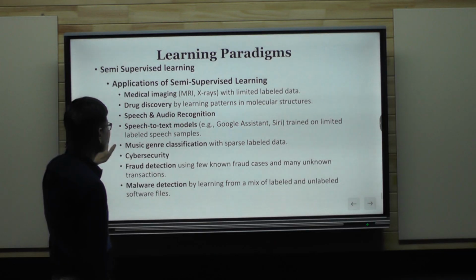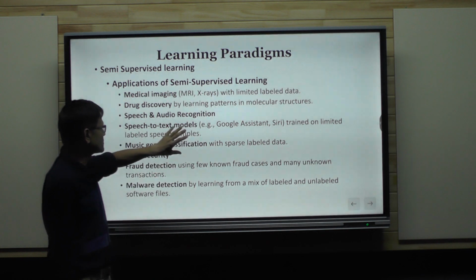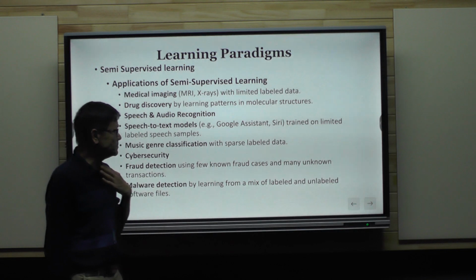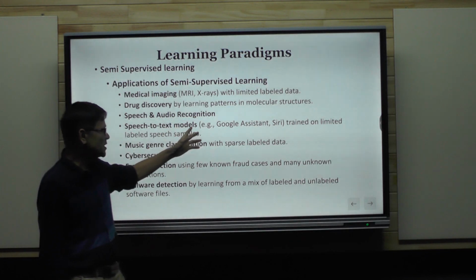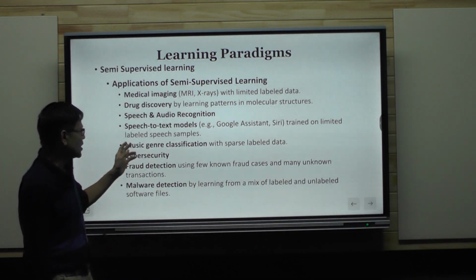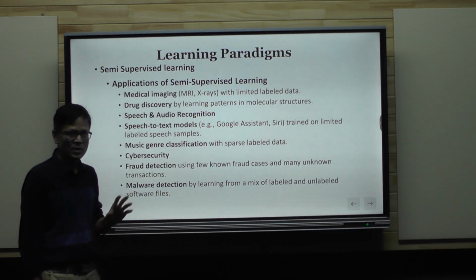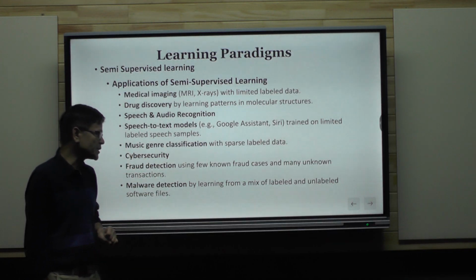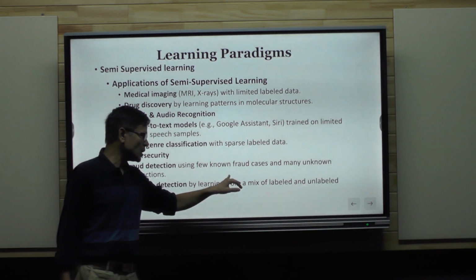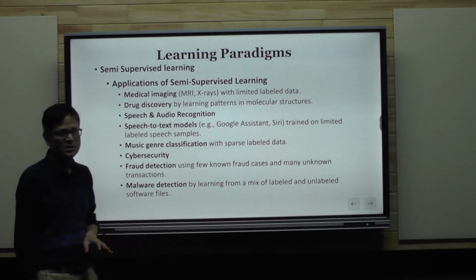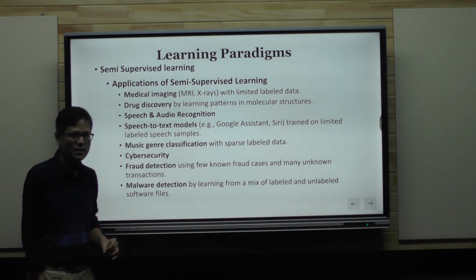We can also use semi-supervised learning in medical imaging like MRIs and X-rays, where we have limited labeled data. Drug discovery by learning patterns in molecular structure. Speech and audio recognition, text-to-speech models like Google Assistant and Siri, trained on limited labeled speech samples. Music genre classification, you can classify the music. Cyber security, fraud detection and malware detection, using few known fraud cases and many unknown transactions, and in malware detection by learning from a mix of labeled and unlabeled software files.